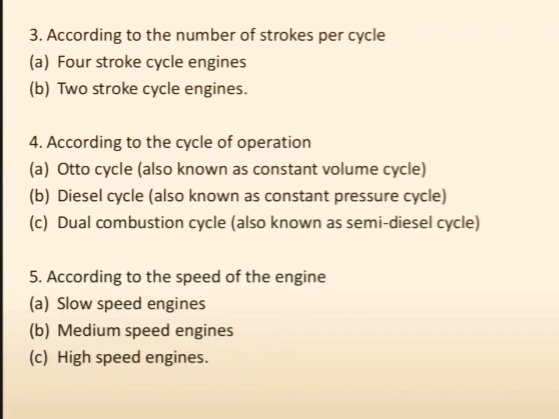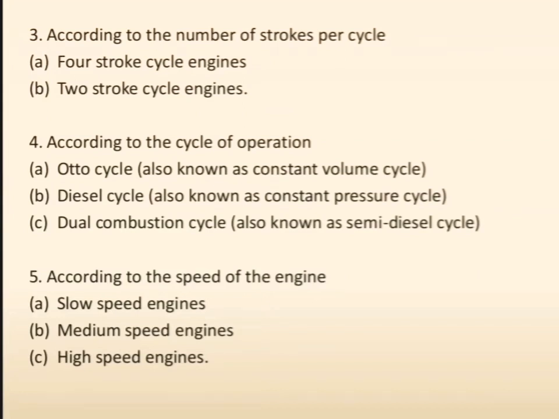Now we'll come to the next classification, which is according to the number of strokes per cycle. As we know, there are two types: four stroke engines and two stroke engines. In four stroke engines, there are four main strokes: suction, compression, expansion and exhaust. In suction, the charge comes inside the combustion chamber. During compression, it is compressed. In expansion, after ignition, it is expanded. And in exhaust, the burned gases are exhausted from the combustion chamber.